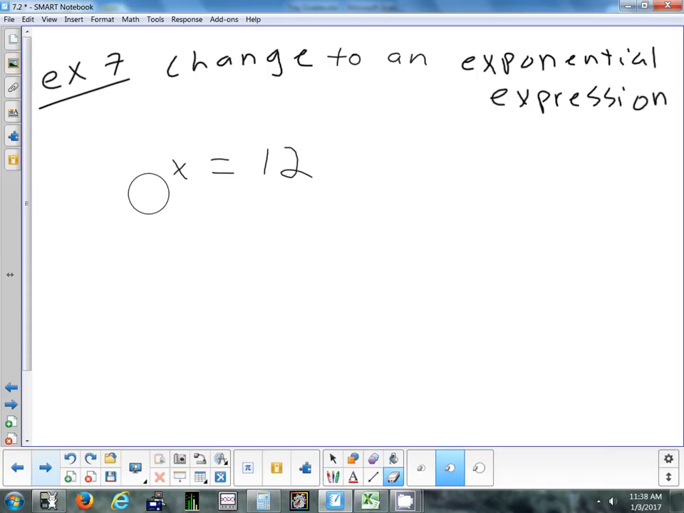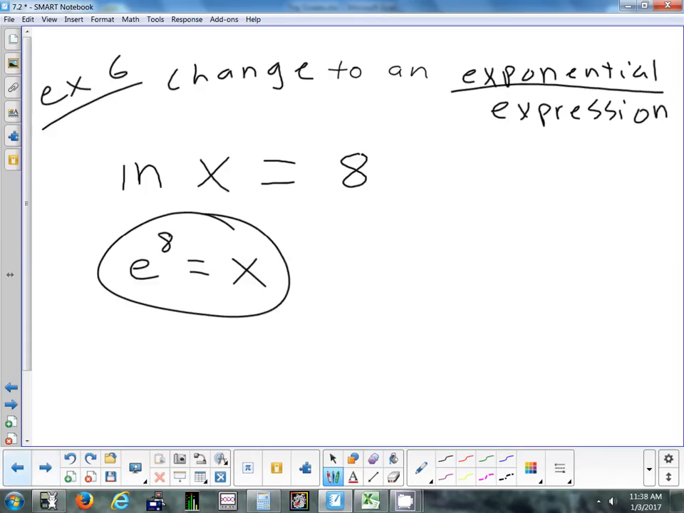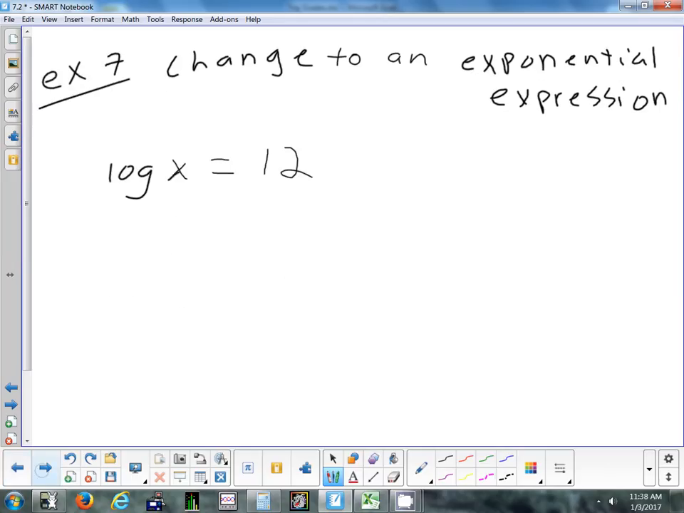Okay, and let's do this one, but let me just write it as a log. Okay, so that was a natural log. This is a common log. What would this be if you change it to an exponential expression? 10 to the power 12. Whatever 10 to the 12th power is when you do that on the calculator. Now, where'd you get the 10 from? I don't see 10. Because it's not there, so you just assume it's 10. If the base is not there, you assume it's 10. That's what we just went over.